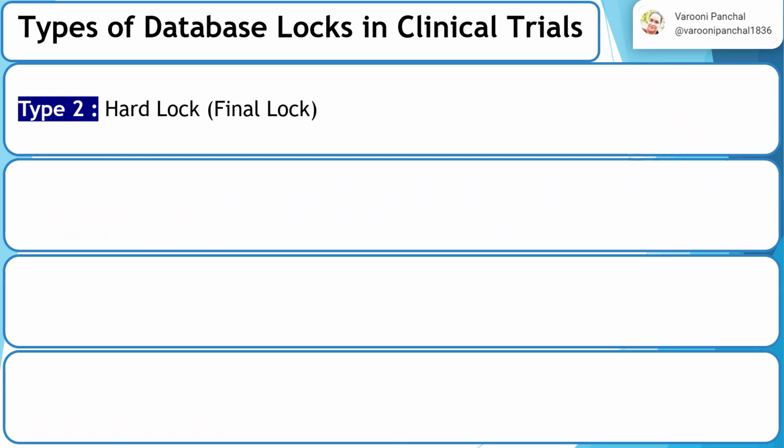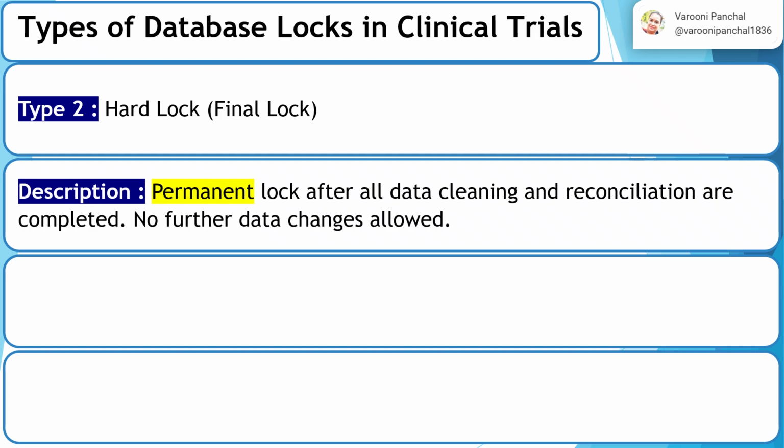Now the type 2 is the hard lock, which is the final lock. Now this specific lock is a permanent lock after all data cleaning and reconciliation are completed and there are no further changes allowed.